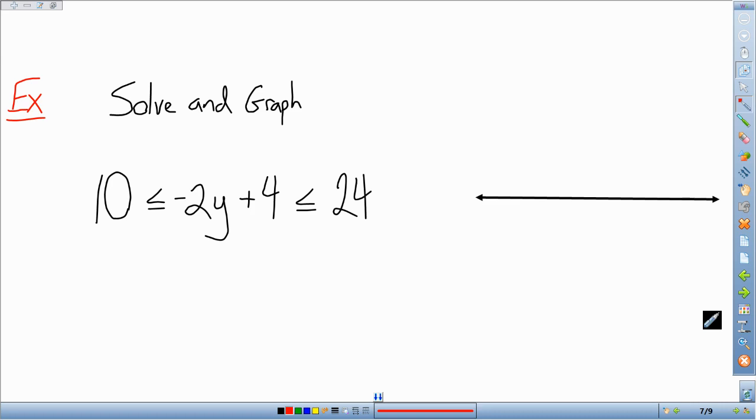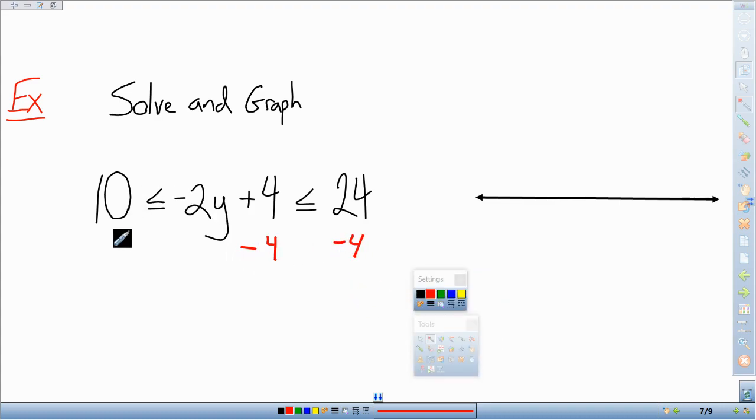All right, so let's look at one that has quite a few things going on. So I have two numbers I need to get rid of to get y isolated. All right, we'll do it how we always do. So let's start with addition or subtraction first. Let's go ahead and get rid of 4 here. So I'm going to subtract 4 from both sides. Okay, but I need to also do it from this side of this inequality.